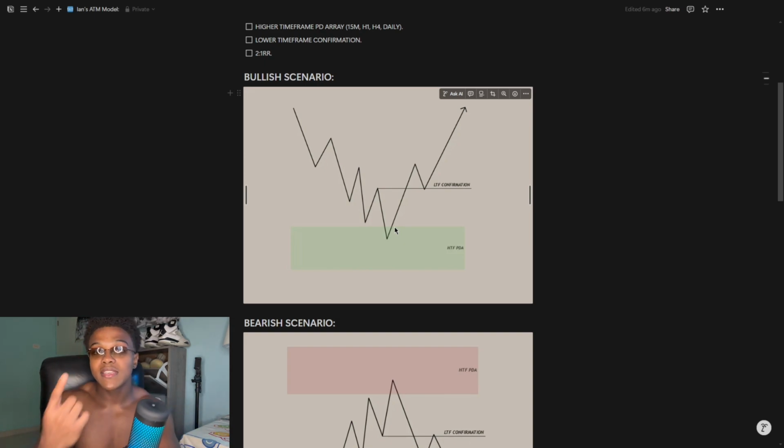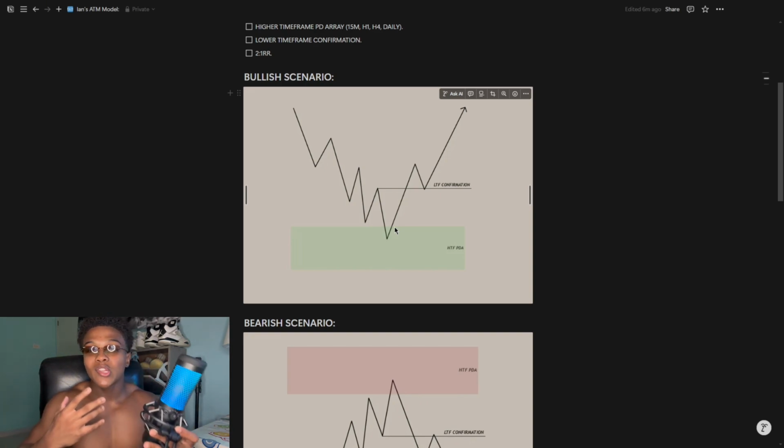Okay, everybody knows what a CISD is. A change in the state of delivery is when we validate an order block. Okay, or I'm looking for some type of market structure shift, or just something along the lines of that.